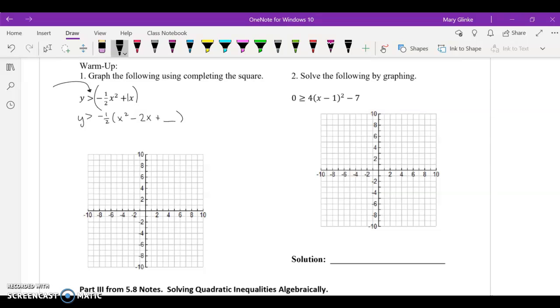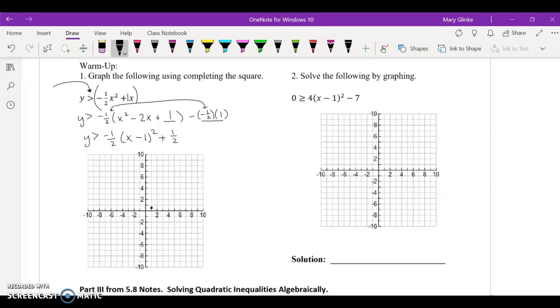And then we're going to write plus blank, and then afterwards we write minus blank. Our a value is negative 1/2, so our a value goes on that minus blank. And we do b divided by 2 squared to figure out what that c value is. So we would get y is greater than negative 1/2 of (x minus 1) squared plus 1/2, which means my vertex is right 1 and up 1/2.